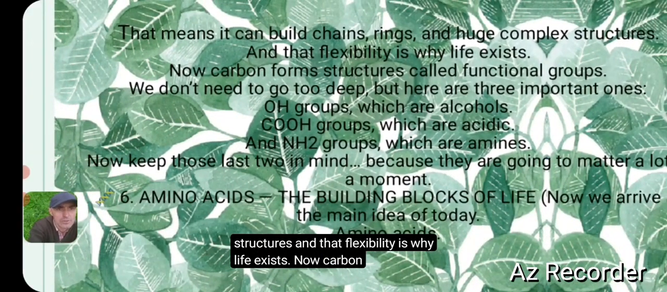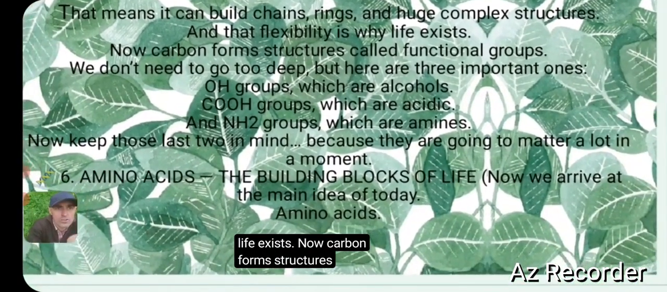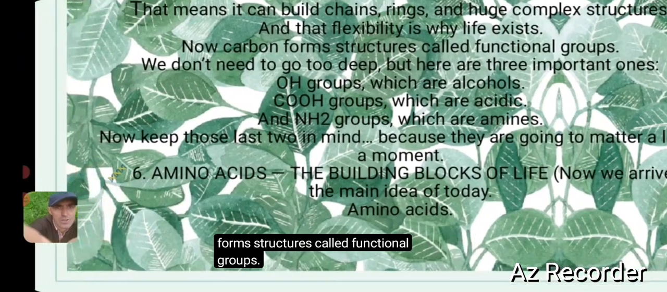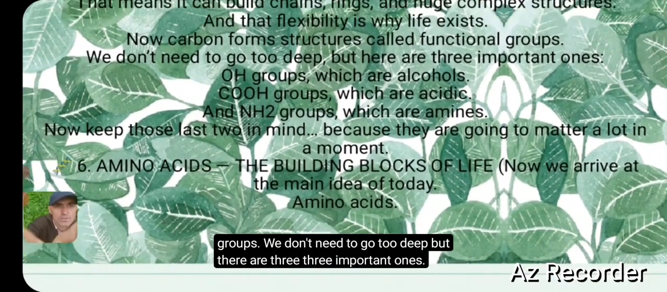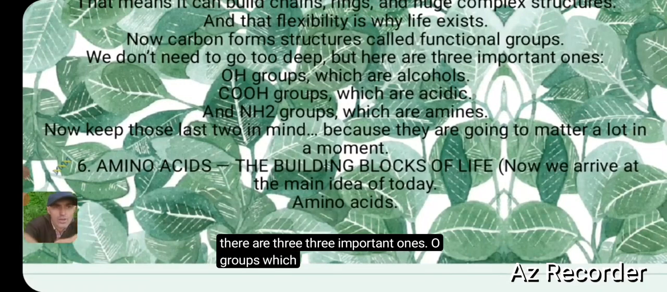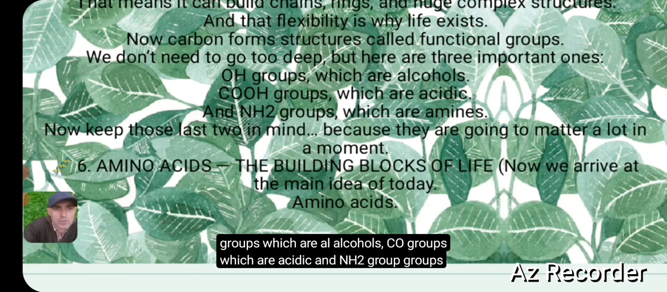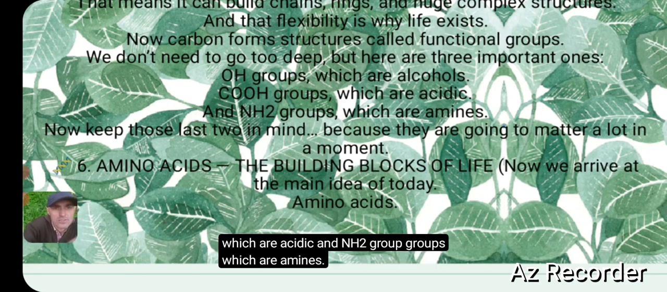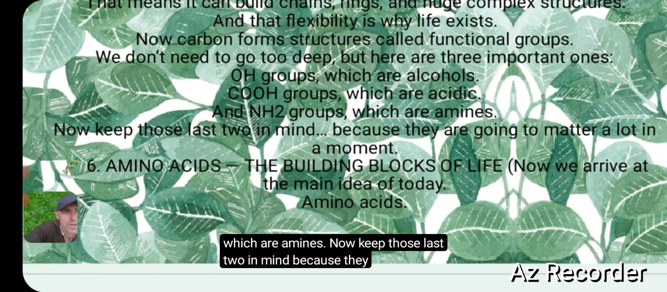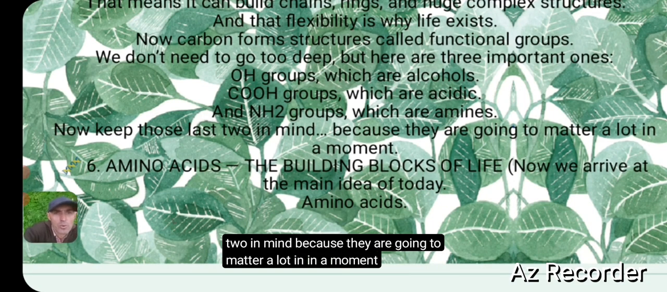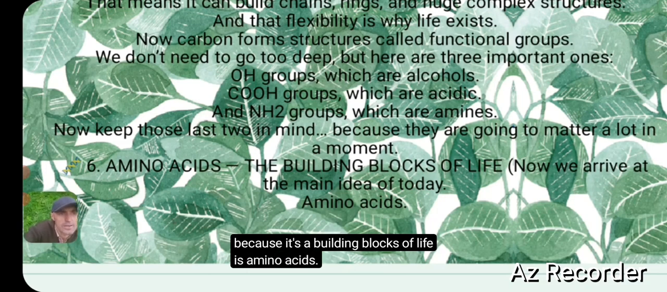Now, carbon forms structures called functional groups. We don't need to go too deep, but there are three important ones: OH groups, which are alcohols, COOH groups, which are acidic, and NH2 groups, which are amines. Keep those last two in mind, because they are going to matter a lot in a moment. And that's because the building blocks of life are amino acids.